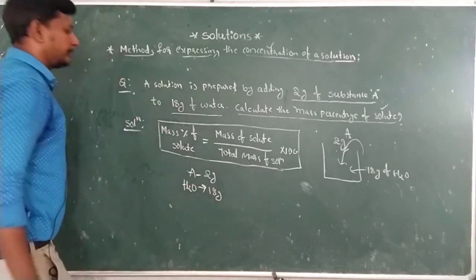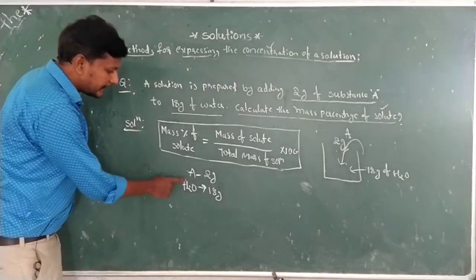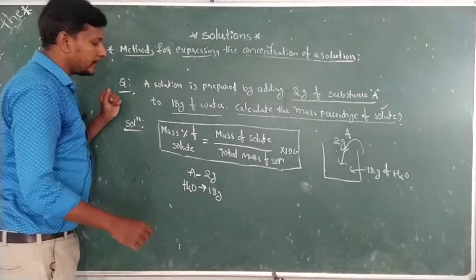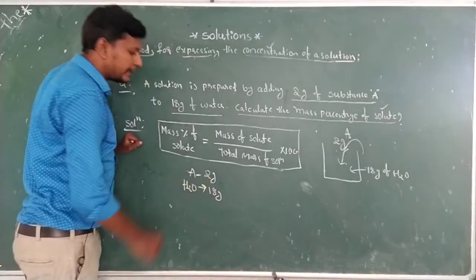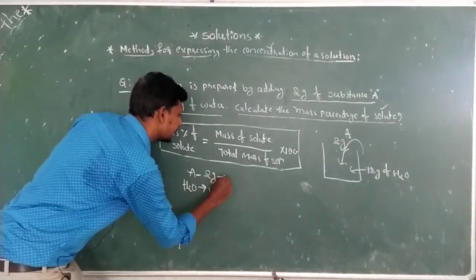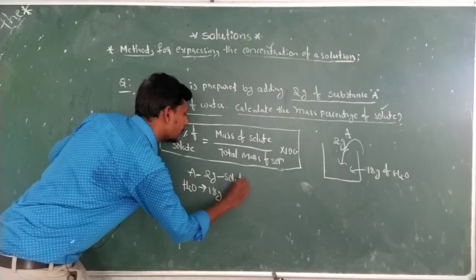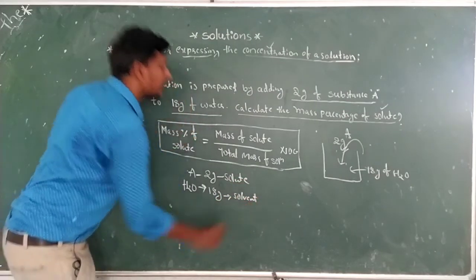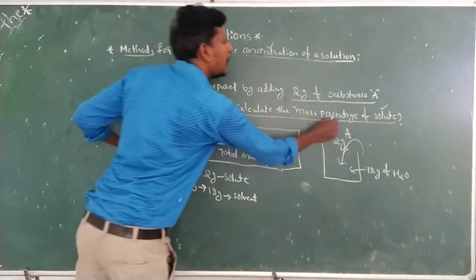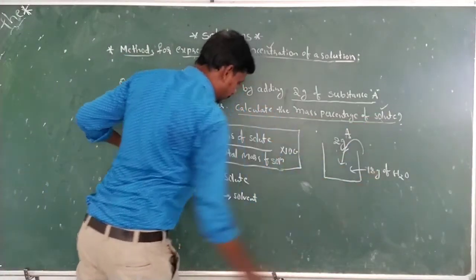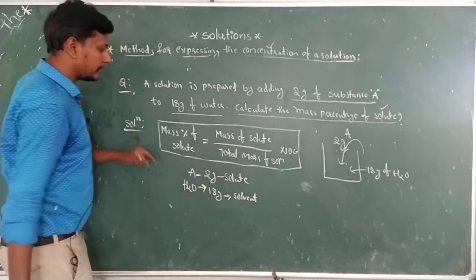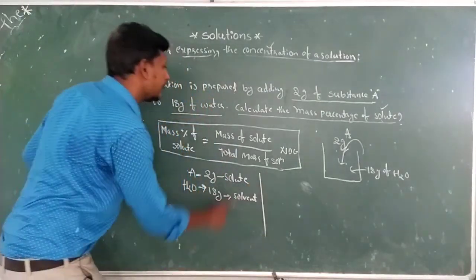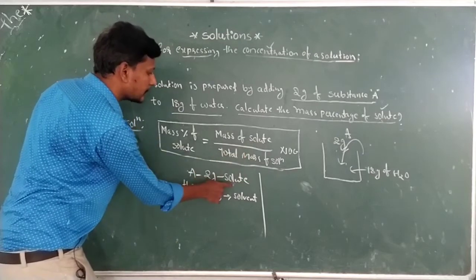Which is the solvent and which is the solute? The one present in very small quantity is considered the solute. This is the solute, and this is the solvent. In our question we must calculate the mass percentage of the solute, and here this is the solute. So the mass percentage of the solute is equal to mass of the solute. What is the mass of the solute?